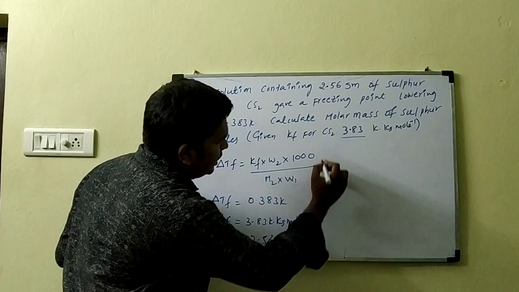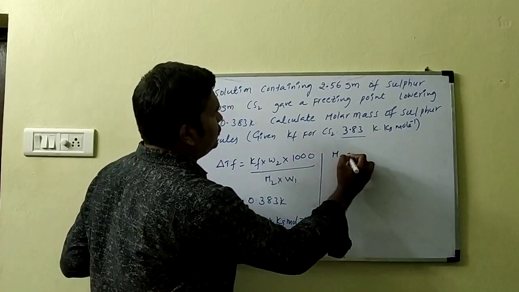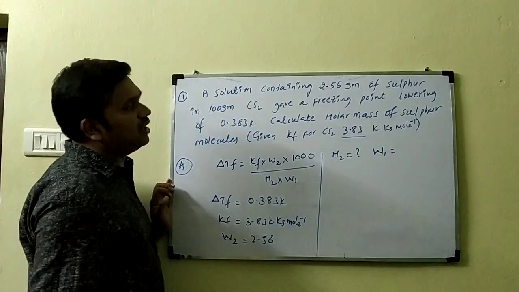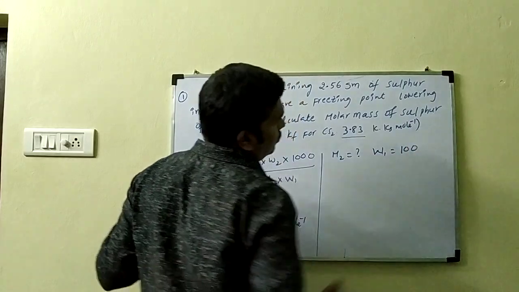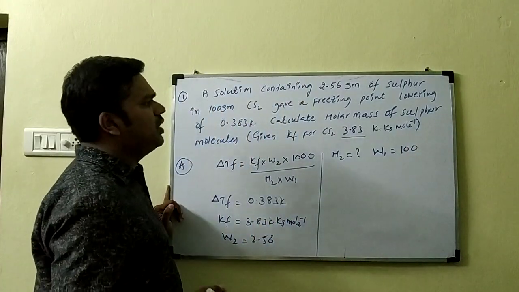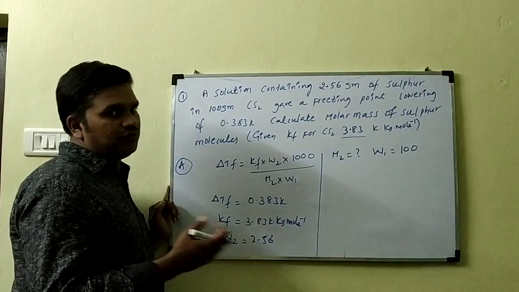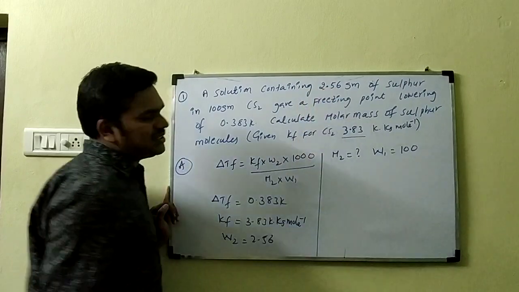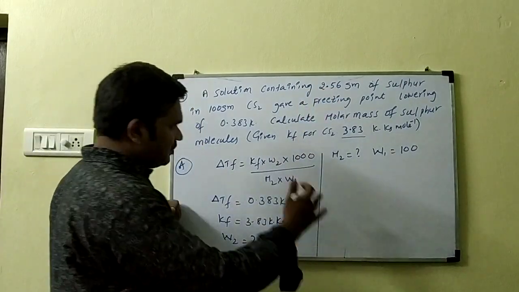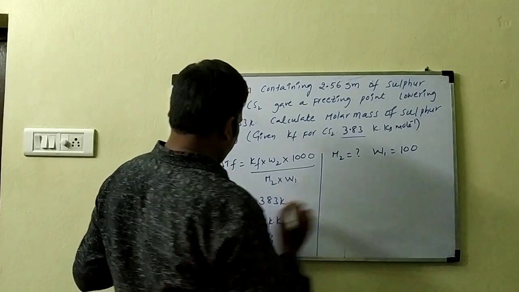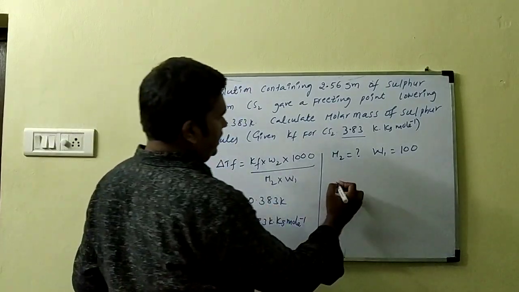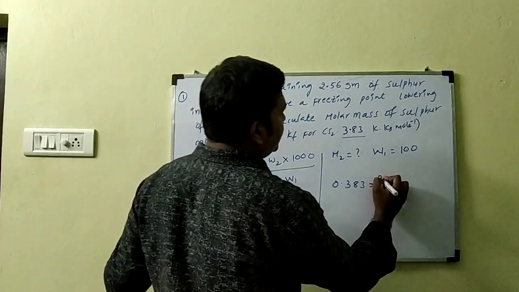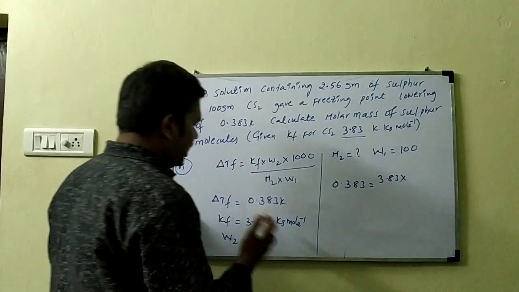And M2 we have to find out here. And what is W1? W1 is the weight of the solvent. The solvent weight is 100 grams. Already told you in the previous problems also: solute weight is always less than solvent weight. The larger weight is the solvent. So 100 grams is the solvent and 2.56 grams is the solute only. Now we want to substitute all the values in this formula. Delta Tf value is 0.383 Kelvin. 0.383 is equal to the Kf value, 3.83, into W2, how much?